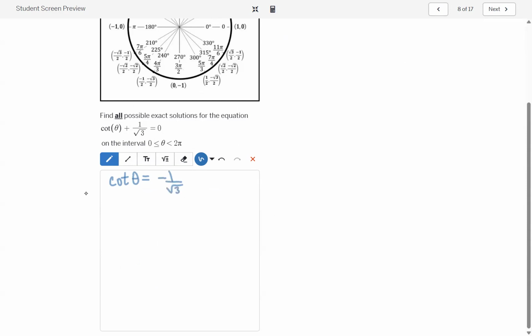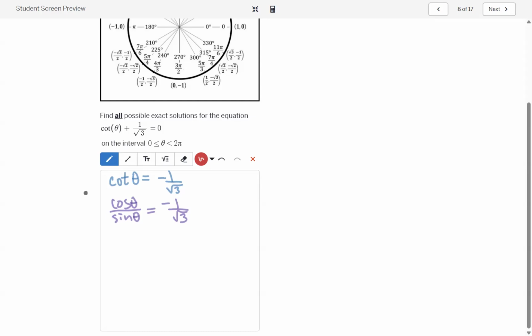But now I want to think about what cotangent is. So cotangent is 1 over tangent. Tangent is sine over cosine. So cotangent is the flip of tangent. So cotangent is cosine theta over sine theta. And we're asking, when does that ratio equal negative 1 over the square root of 3? So the original setup here, it looks like it's saying, where is cosine negative 1? Where is sine square root of 3? Sort of.